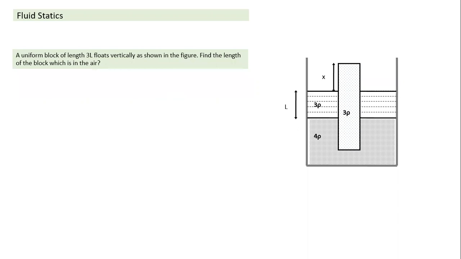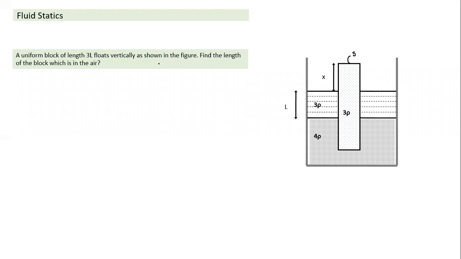Okay, something like this also, and we are just going through a variety of questions on flotation. So here I have taken the case when there are two different types of liquid. We have a bottom layer of liquid which has a density of 4 rho, and it is layered with another layer of liquid which has a density of 3 rho. And what we have here is a uniform block of length 3L. It has a certain cross section S, and the total length is 3L.